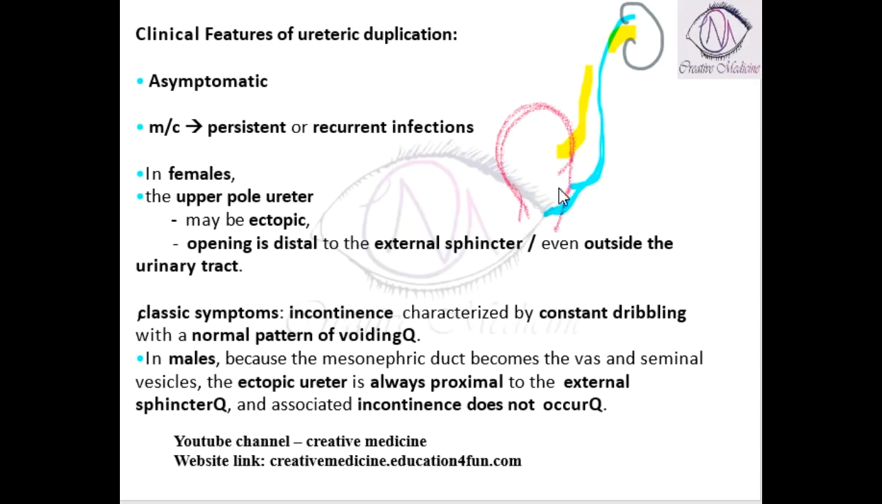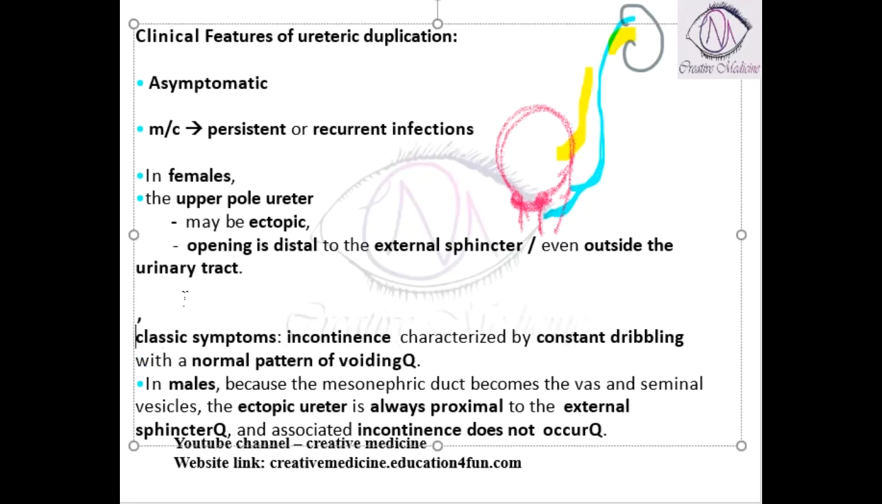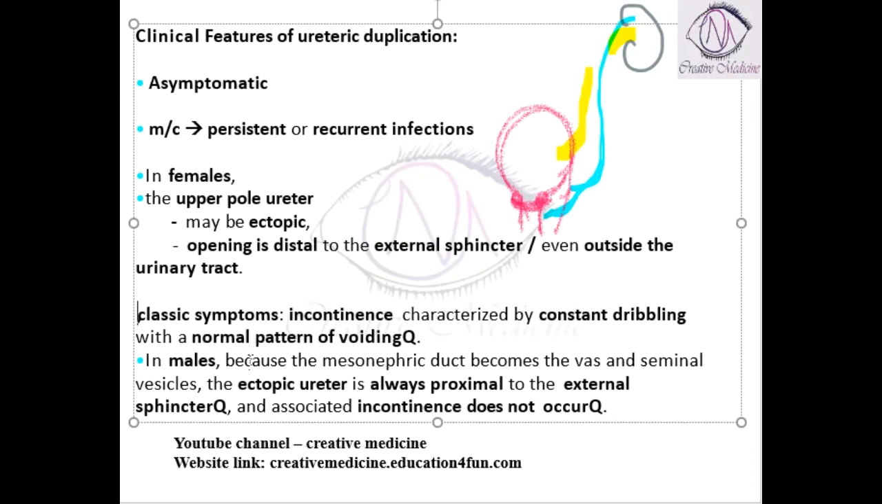This is the bladder, and here you will see the external sphincter. So if it drains below the external sphincter in females, there is no sphincter control, and continuous dribbling of urine will occur. So the patient will present with symptoms of incontinence, with constant dribbling of urine along with a normal voiding pattern.